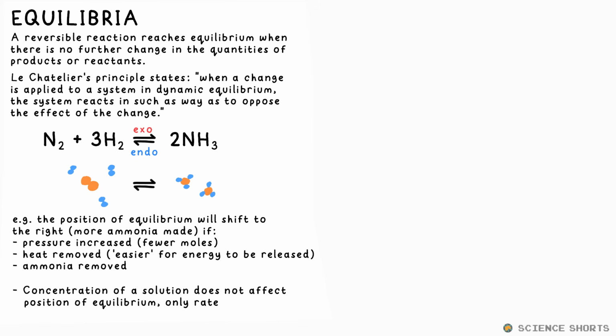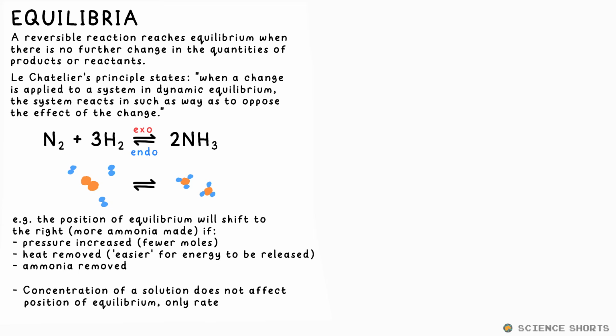If you have fewer moles of product compared to reactants, we can think of it like diffusion. It's easier to make a few moles rather than a greater number of moles. Therefore, if we increase the pressure, if it's a gaseous reaction, the position of equilibrium is once again shifted to the right here. We'll have a greater yield of product once equilibrium is reached.